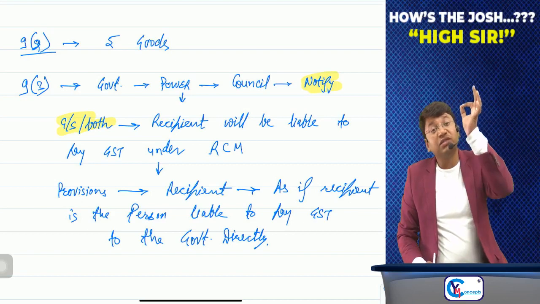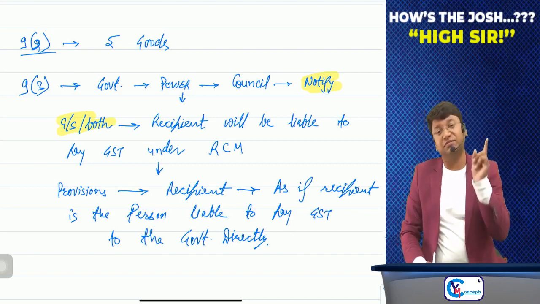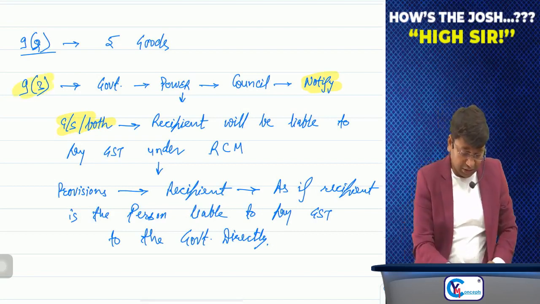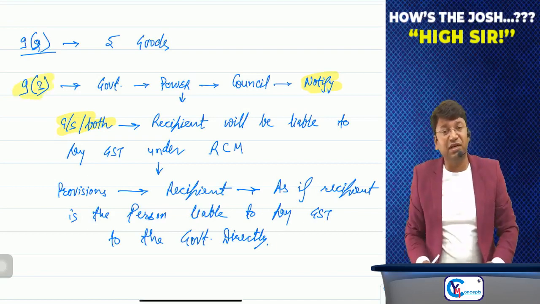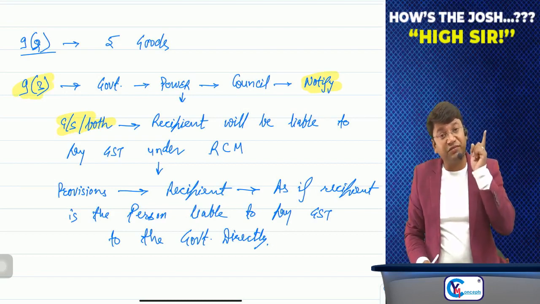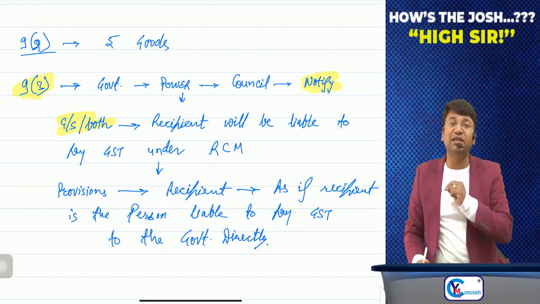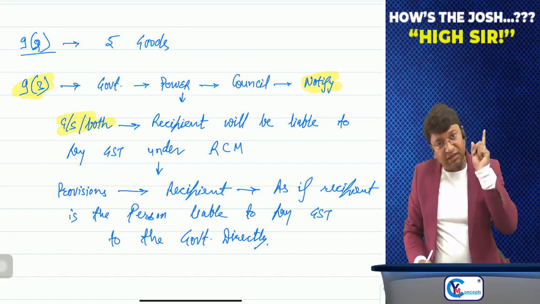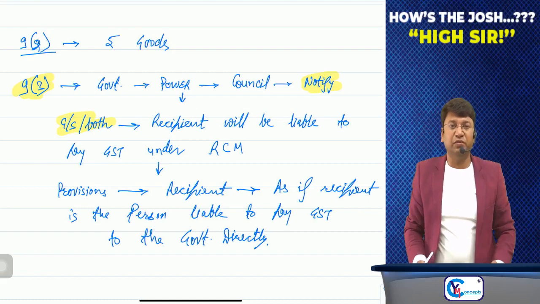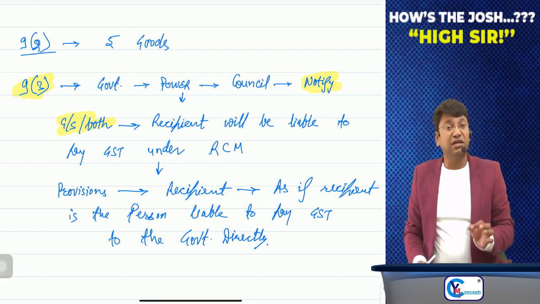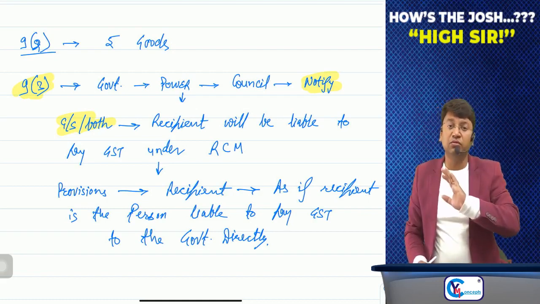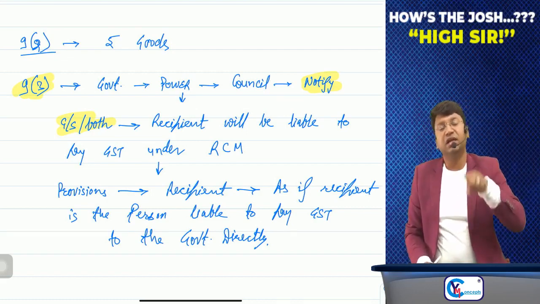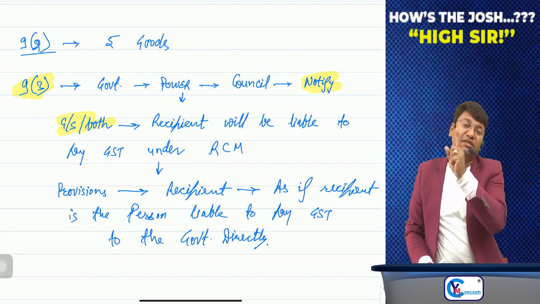And yes, government has notified some goods as well as some services under reverse charge mechanism under section 9 subsection 3, but in your syllabus only list of services is there. It doesn't mean that goods are not there under the reverse charge concept itself. Sir, there are certain goods which are notified to be charged under reverse charge, but the list of goods is not in your syllabus. That's why we will not be reading the list of goods, but yes, list of services we will be reading in chapter number 7.